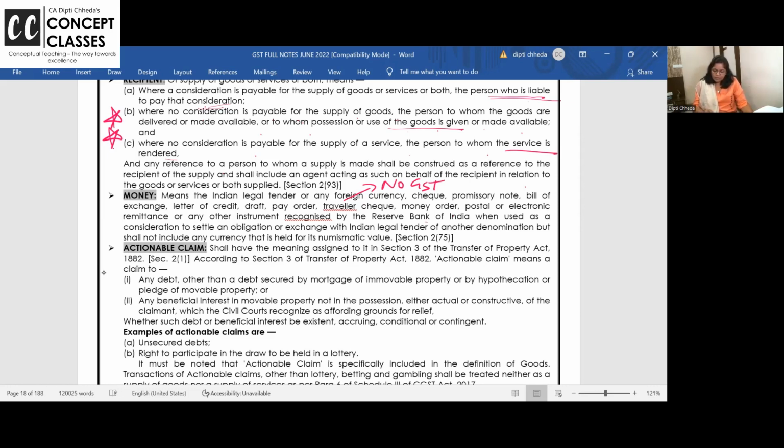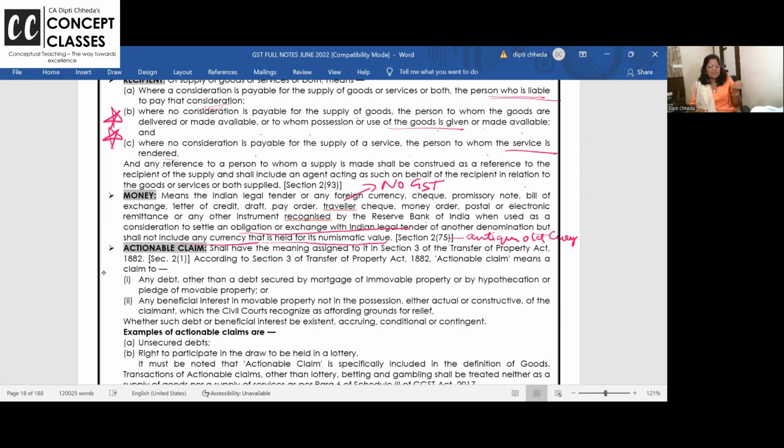So by RBI, when used to settle an obligation, money should be such that it is going to be used to settle an obligation. Meaning, by giving money your work should get done. You get goods and services, then it's money, but it shall not include any currency that is held for numismatic value. Now, what is this numismatic value? Antique, old currency. You cannot buy today with that or sell today with that.